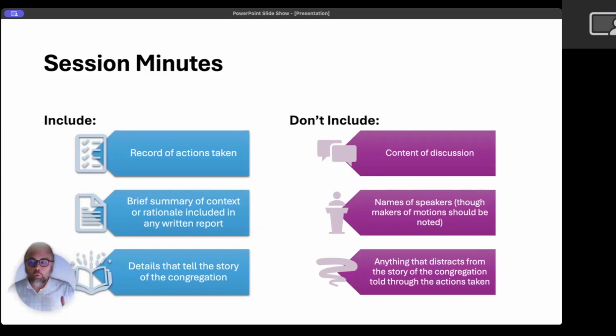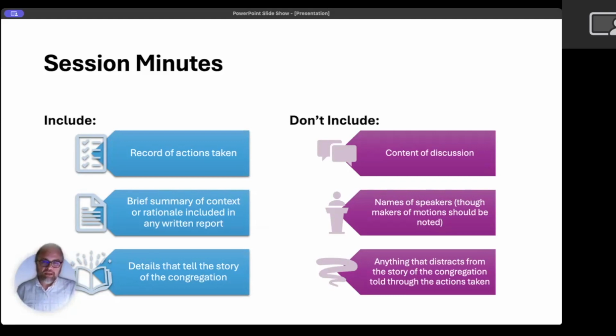This is not a recording of the meeting. There is a time and a place for the recording of a meeting. Y'all have described that. It's a great help for creating your minutes. But the minutes are not a recording. They are a record of the actions taken. So similarly, don't include all the names of the people who spoke, but you should include the names of the people who made a motion.